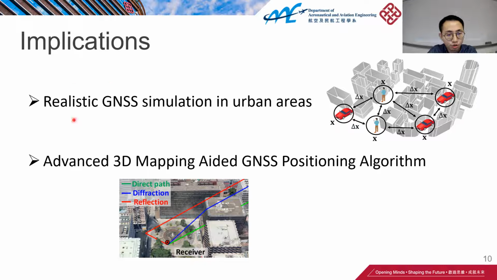Our study can contribute to realistic GNSS simulation in urban areas, which is helpful to many other studies such as collaborative positioning. Then, the diffraction simulation can provide us more information about the GNSS measurements, which is able to help us develop an advanced 3D mapping-aided GNSS positioning algorithm.